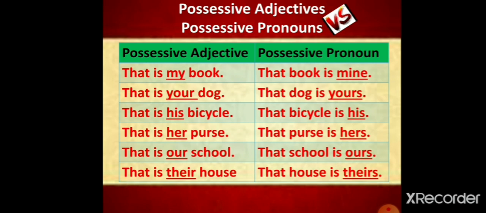Similarly, if we can take a look on the second sentence, that is your dog. Your dog means वो आपका dog है. तो इसको जब हम convert करेंगे, so your से it will become yours. That dog is yours. Third is that is his bicycle. So if we convert it, it becomes that bicycle is his. तो his का his ही रहता है because already there is an s. Then is that is her purse. So that purse is hers. So her से hers बन गया. That is our school. That school is ours. That is their house. That house is theirs.